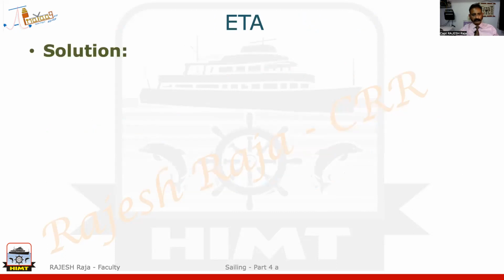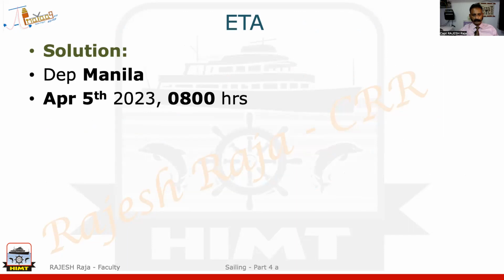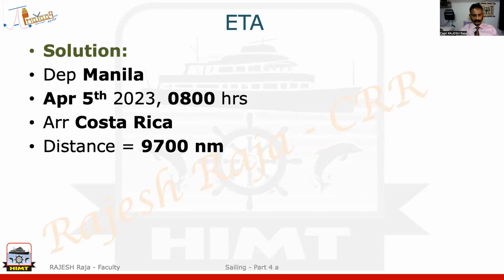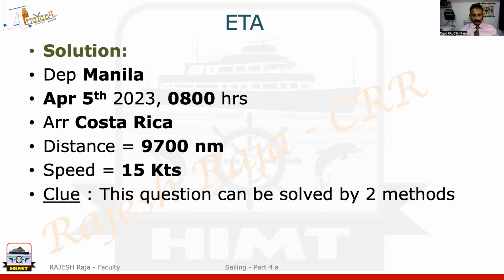Let us start the solution. Let me just give you the gist of that whole question. I'm departing Manila on 5th April 0800. Arrival is Costa Rica. The distance sailed is 9,700 nautical miles. Average speed is 15 knots. There's a small clue which I had given you earlier also. Usually all ETA questions can be solved by two methods.